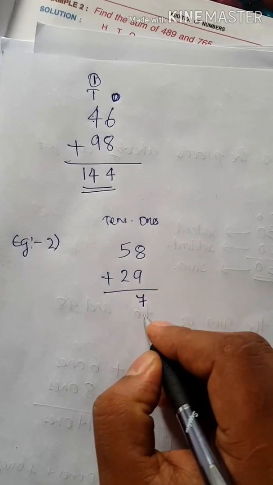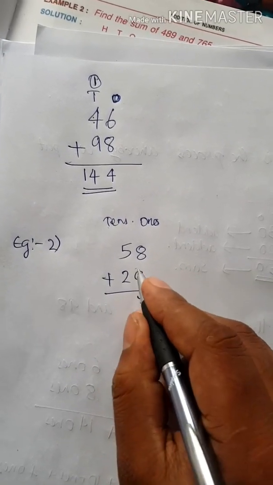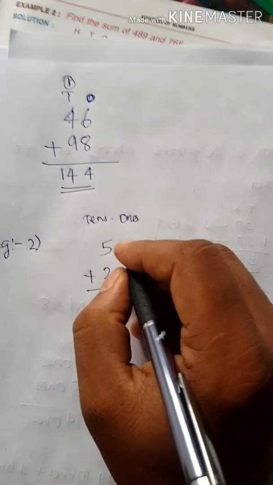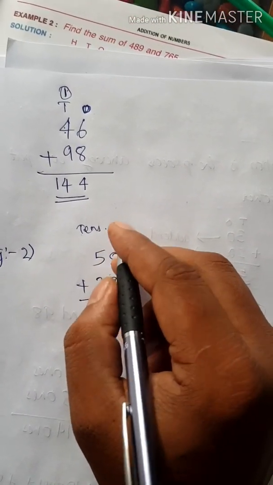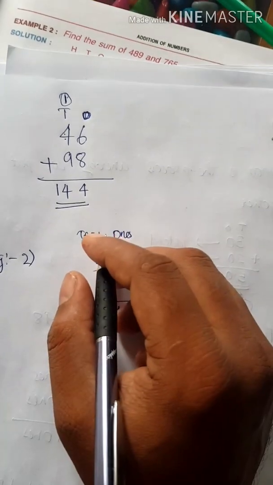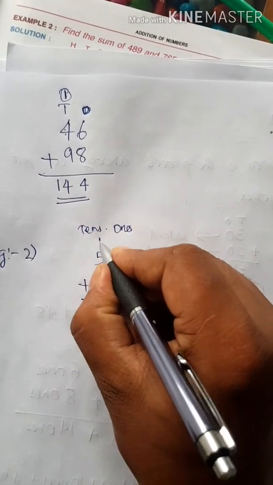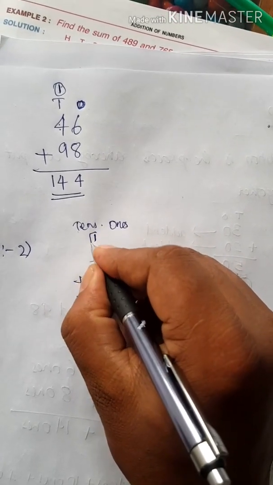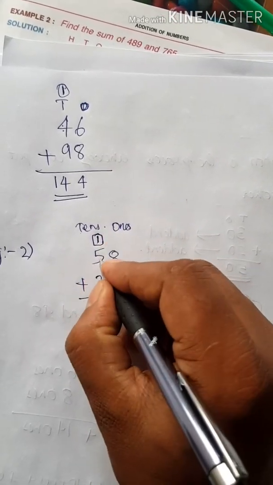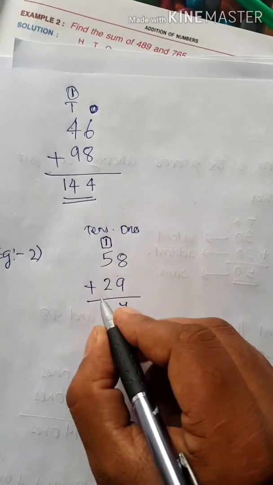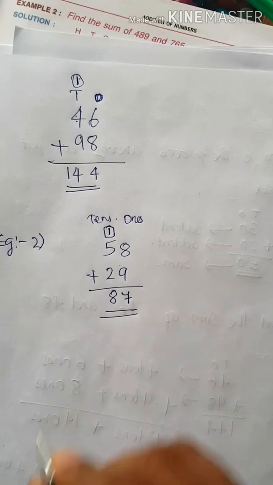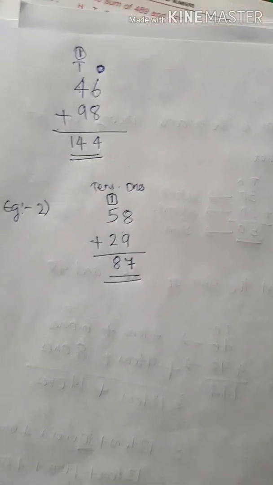So let us write 7 in the ones column and 1 ten is carried forward in the tens column. So 1 here, 1 here. So 1 plus 5, 6, plus 2, 8. 87. Understood? Okay, one more example.